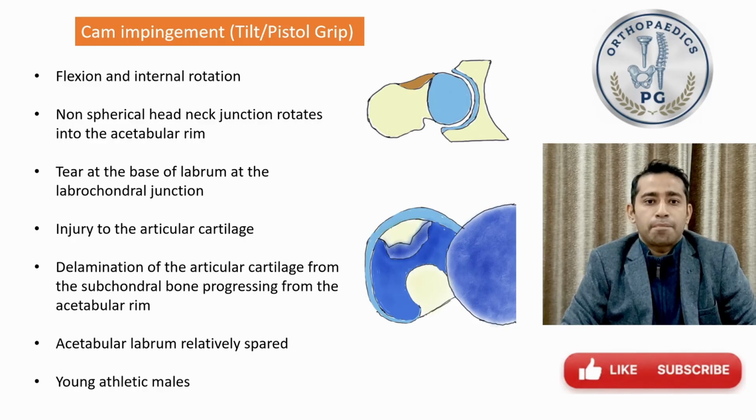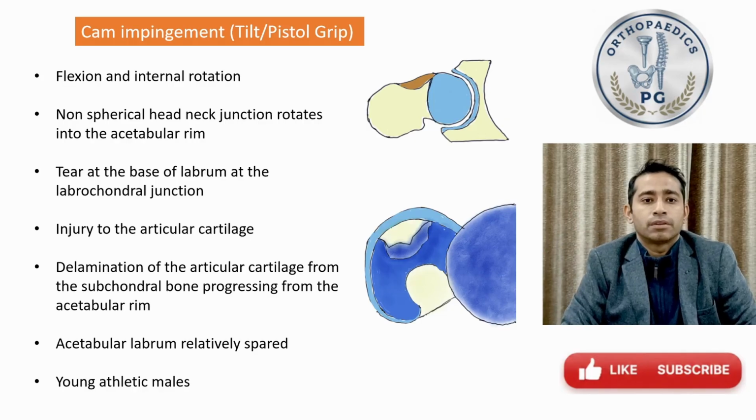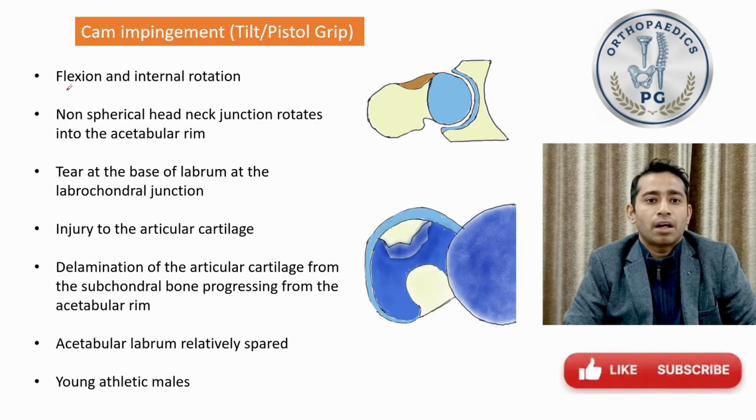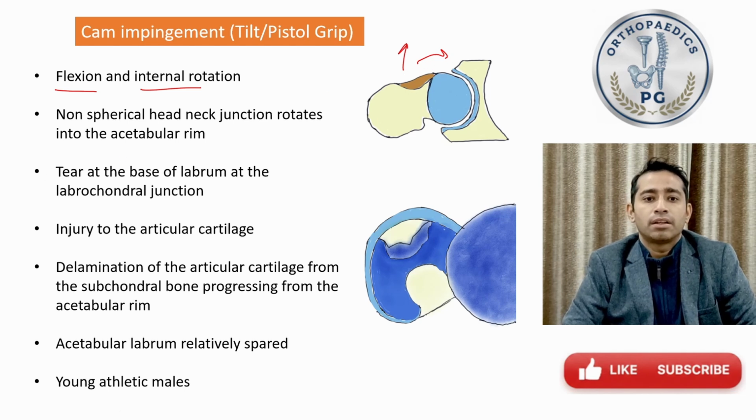Coming to cam impingement. Cam impingement is also known as tilt type impingement or a pistol grip impingement, because in the X-ray we have an appearance of a pistol grip. So cam impingement occurs in flexion and internal rotation, because in flexion and internal rotation, this overgrowth of the anterosuperior part of the head neck junction comes in contact with the acetabular rim.